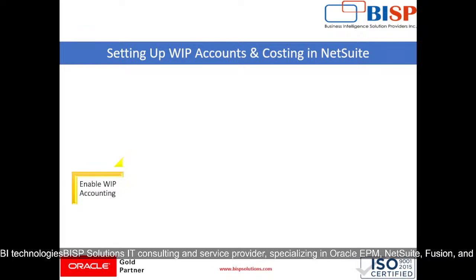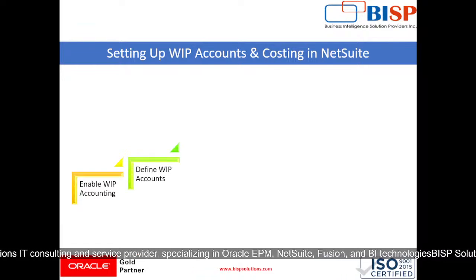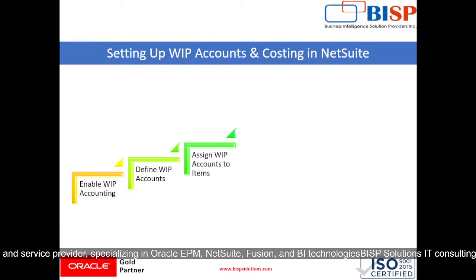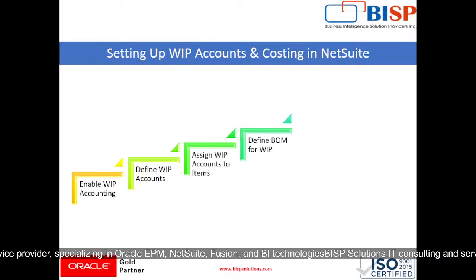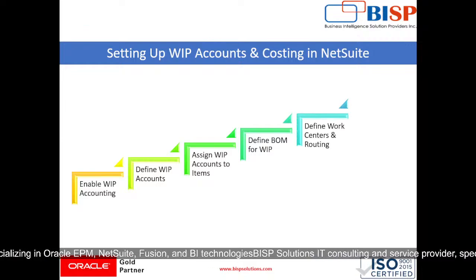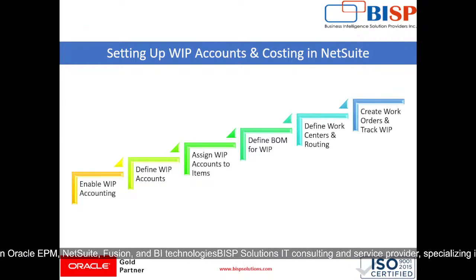To set up WIP account and costing in NetSuite, we have to enable WIP accounting, which we have discussed in this session only. Then we have to define WIP accounts, then assign WIP accounts to items, then define the BOM for WIP, then define work centers and routing, and then create orders and track WIP.